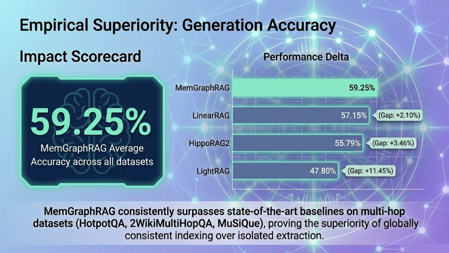The results speak for themselves with clear empirical superiority. On the Generation Accuracy Impact Scorecard, MemGraphRAG hits an impressive 59.25% average accuracy across complex multi-hop datasets. It consistently surpasses state-of-the-art baselines like linear-RAG, hippo-RAG2, and light-RAG, proving that globally consistent indexing dominates isolated extraction.